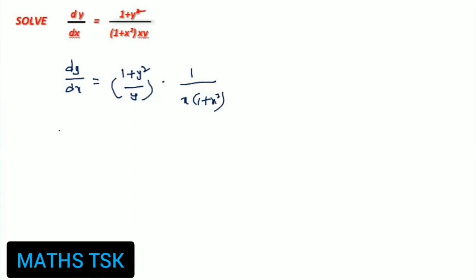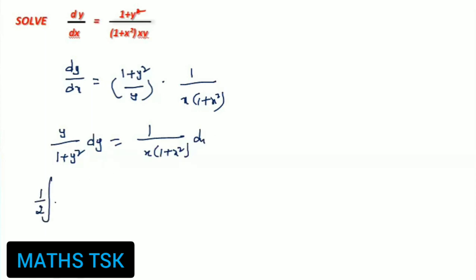Now separate this. y by (1 plus y square) into dy is equal to 1 by x into (1 plus x square) into dx. Now we have to integrate. Integrating on both sides, this becomes 1 by 2 into 2y by (1 plus y square) into dy is equal to the integration of, multiply and divide with 2, 1 by x minus 1 by (1 plus x square). I can write it as x by (1 plus x square), by partial fraction method, into dx.